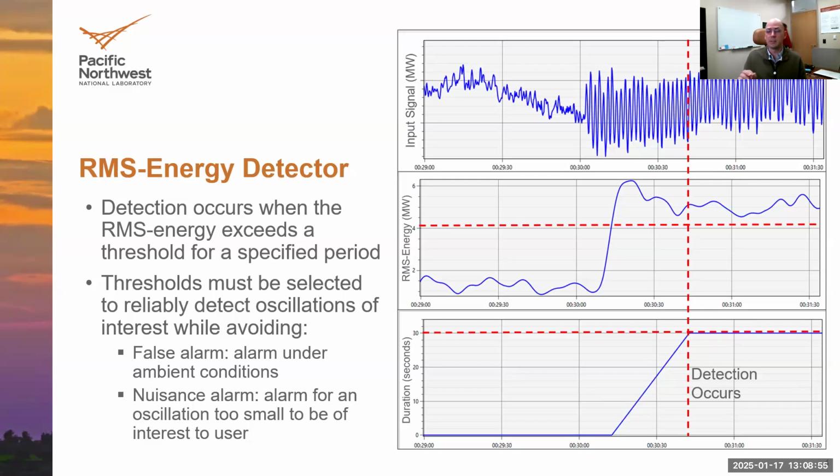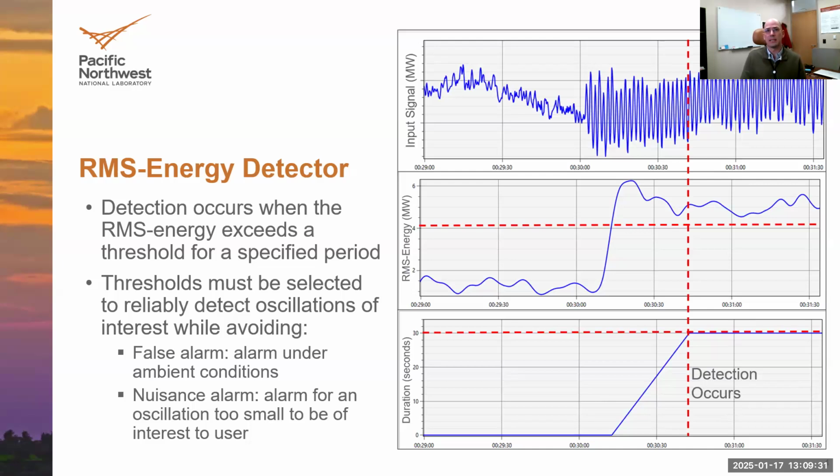And so this presentation is really about how you set that threshold in the middle plot, that 4 megawatt threshold. Again, we want to be able to detect oscillations that we're interested in while avoiding any false alarms or nuisance alarms. I'll make that distinction between false and nuisance alarms throughout the presentation. A false alarm has a really clean definition: there are no oscillations present, so it's just ambient conditions. But what counts as a nuisance alarm is really up to the user.